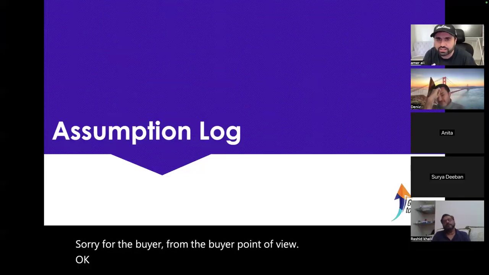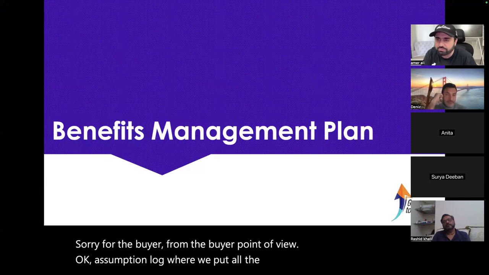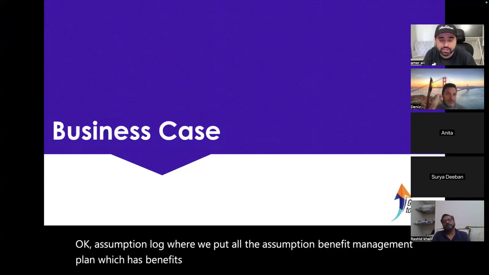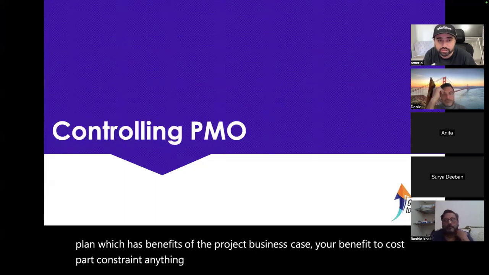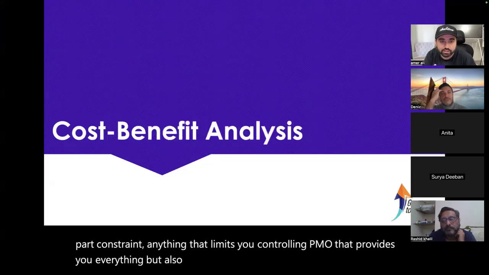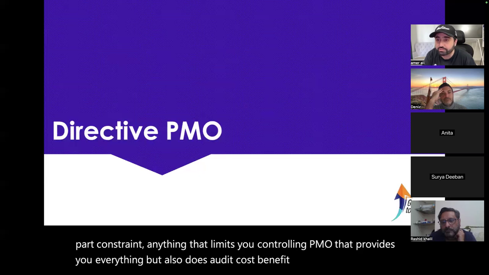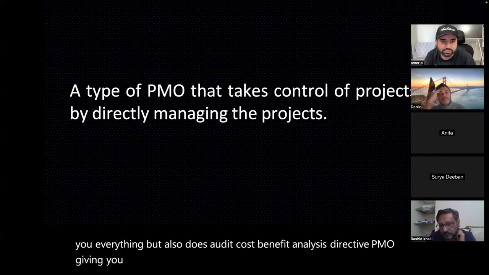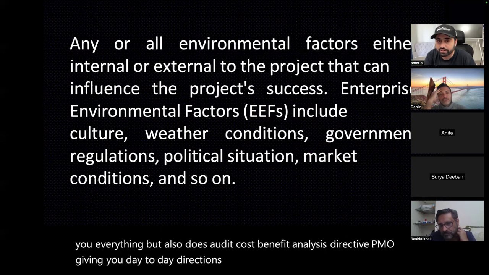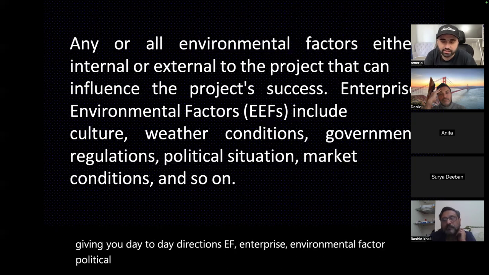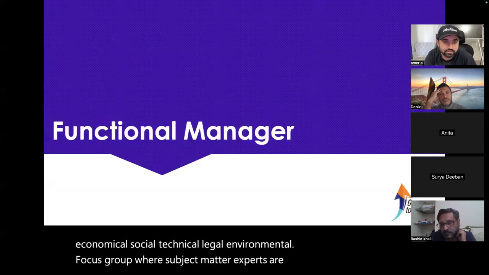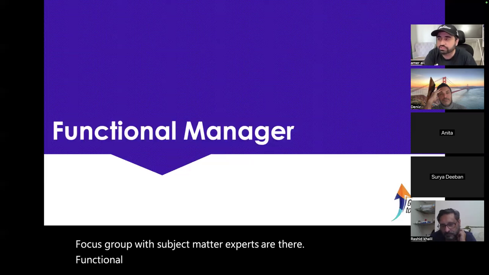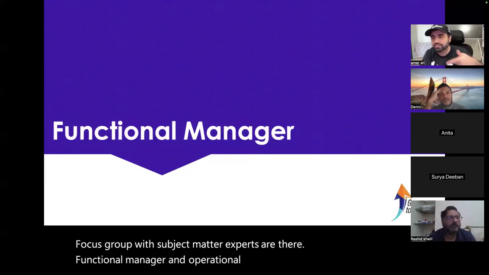Assumption log is where we put all the assumptions. Benefit management plan has the benefits of the project. Business case is your benefit to cost part. Constraint is anything that limits you. Controlling PMO provides you everything but also does audit. Cost benefit analysis. Directive PMO gives you day-to-day directions. EEF, enterprise environmental factors: political, economical, social, technical, legal, environmental. Focus group is where subject matter experts are there. Functional manager in an operational organization is managing the day-to-day things.